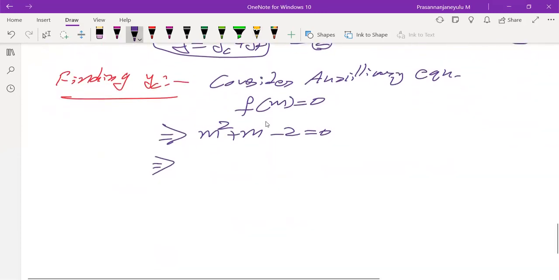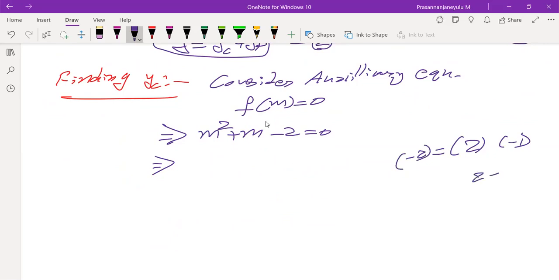The product of two values is -2 and their sum is +1. Is there any possibility? Check it. I'm taking +2 and -1. What is the product of these two values? It is -2. What is the sum of these two values? 2 plus -1 is +1.